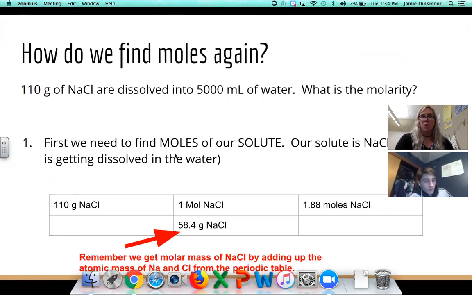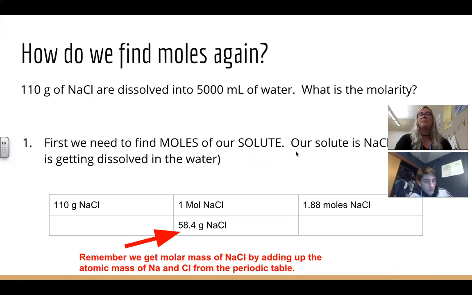Well, first we need to find our moles of our solute, and solute means what's dissolved, or the solid. In this case, it's NaCl, or table salt, sodium chloride. Our solute is sodium chloride because it's getting dissolved in the water, and we need to know our moles. Well, we're given grams. Usually you'll be given grams. Why? Because in a lab setting, most of the time you're measuring mass or volume of something to add it. Rarely will you see add 1 mole of sodium chloride. You'll see add 110 grams.